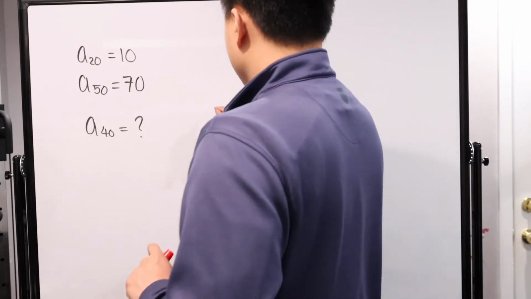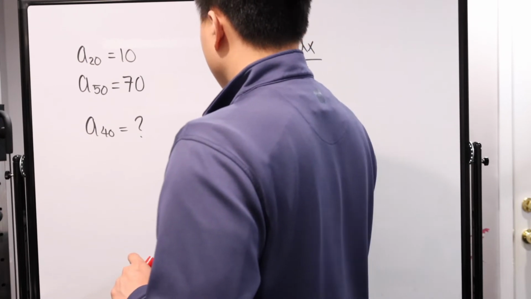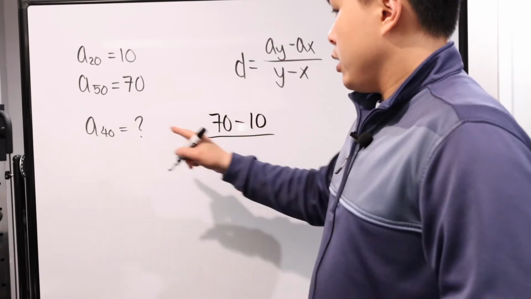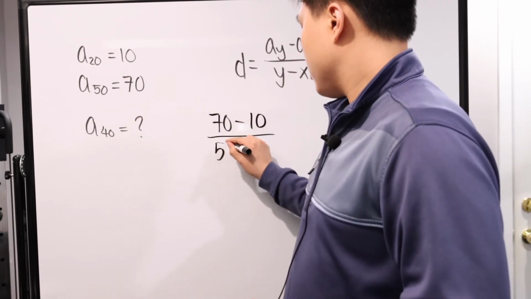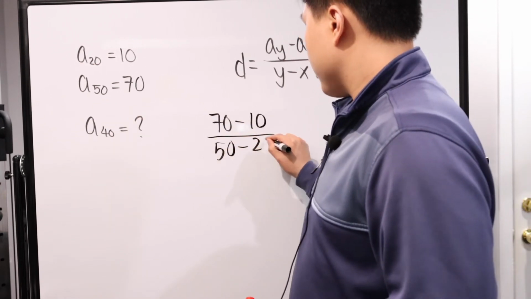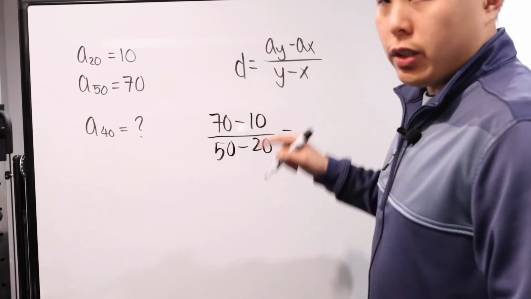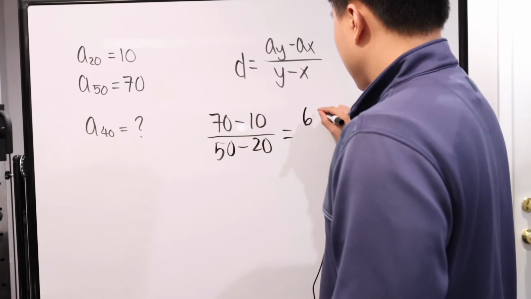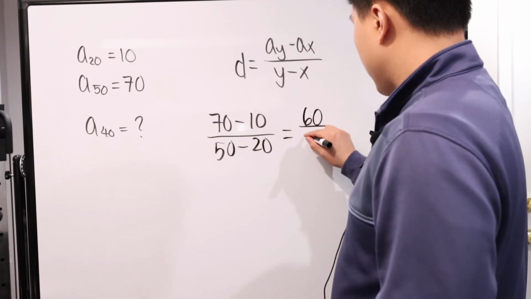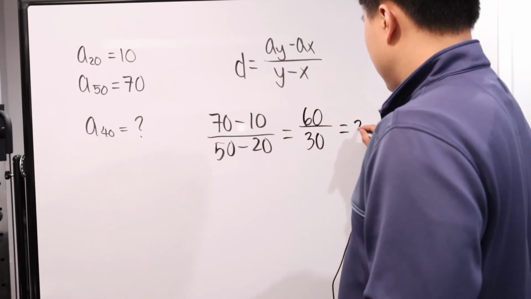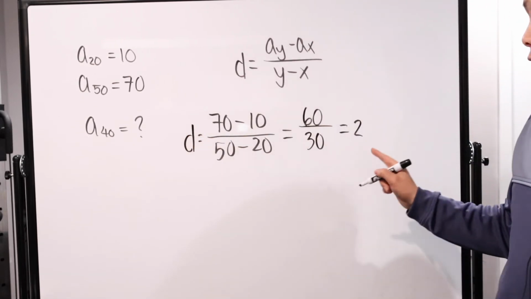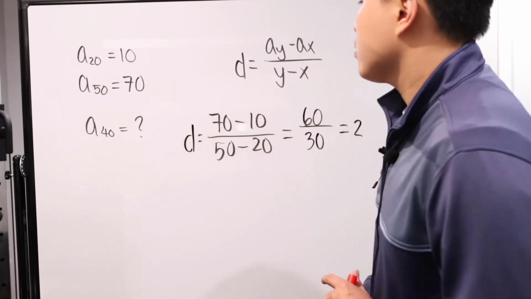So 70 minus 10, our 50th term minus our 20th term. And that's basically using this formula as well, right? So what is that? 70 minus 10 is 60. 50 minus 20 is 30. Simplify this, 2. So this is our common difference, right? Our common difference is 2. Okay, we're getting somewhere. Okay, cool.